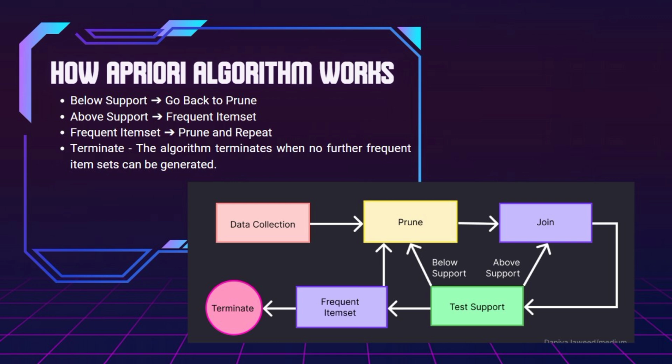Next is frequent item set to prune and repeat. Using the new frequent item sets, the algorithm prunes again and attempts to join larger combinations. This cycle of prune, join, and test support repeats. The last is terminate. The algorithm terminates when no further frequent item sets can be generated. At this point, the discovered frequent item sets can be used to create association rules.